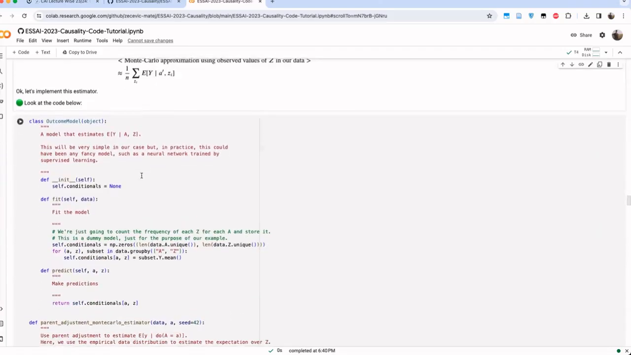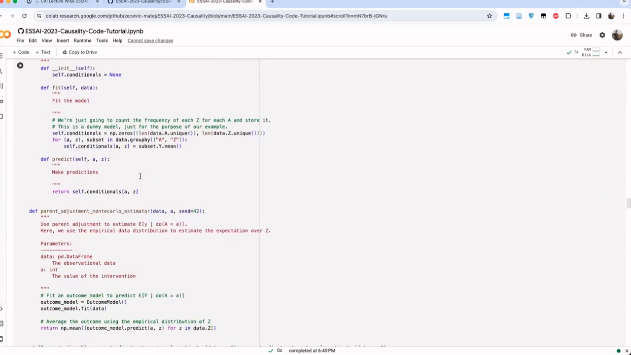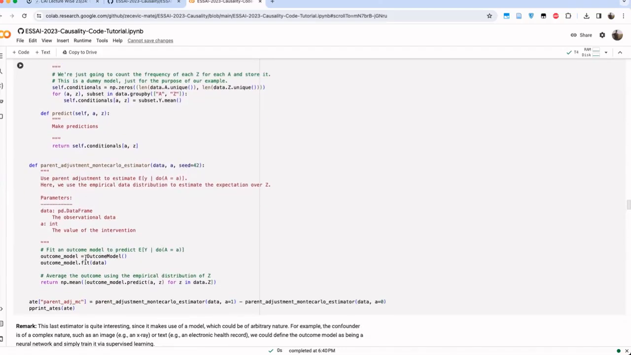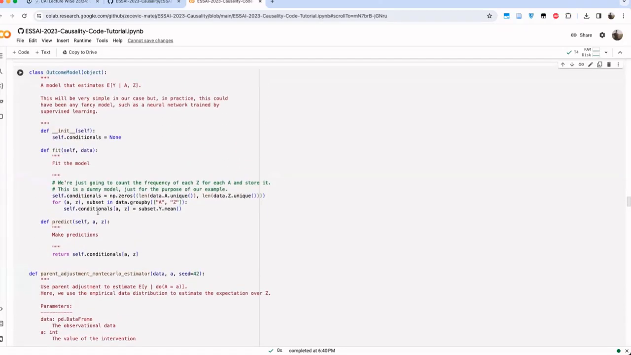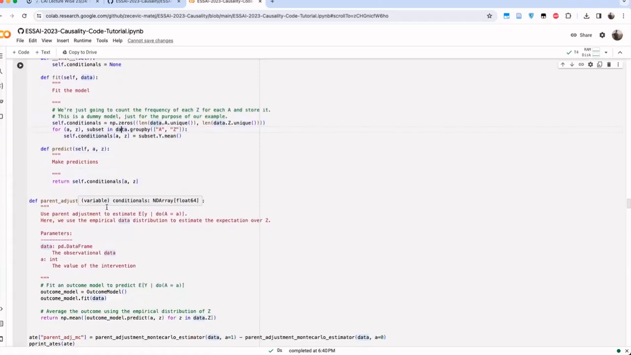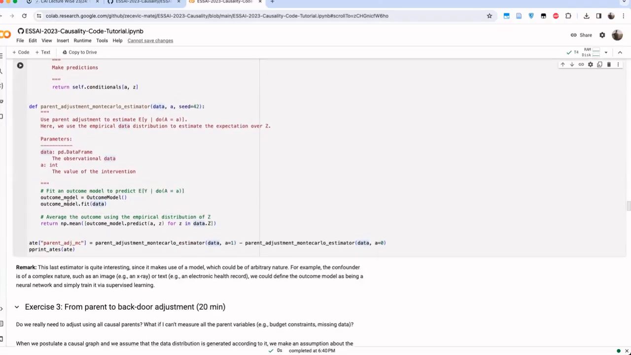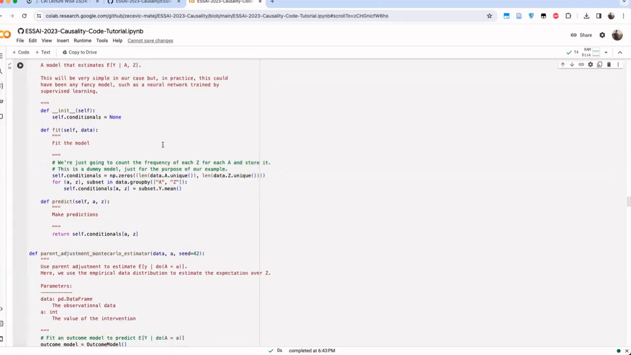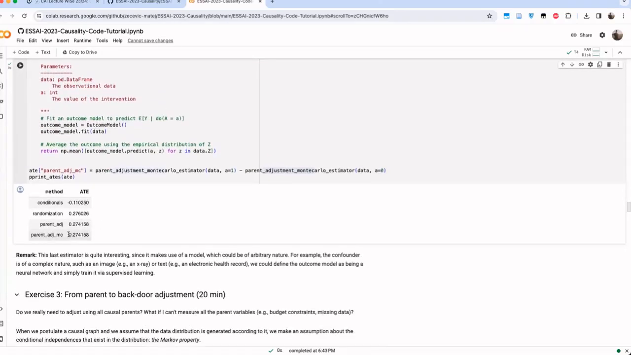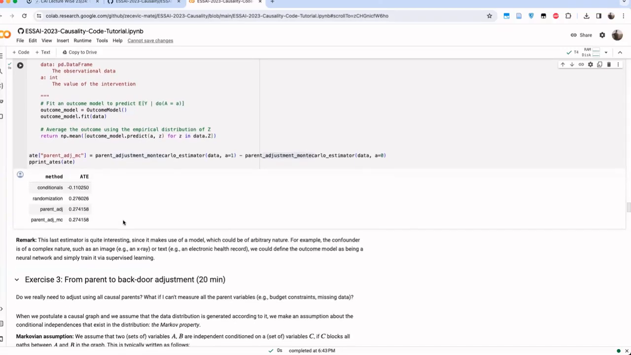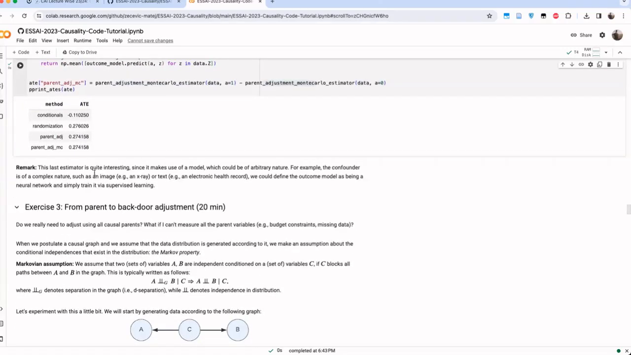Not going to go over details here, but just going to show you that we have this outcome model defined, which is just going to give you these conditionals. So it's nothing too crazy going on over here. It's really just fitting the mean. We fit this thing, once for A1 and once for A0, and then print all the things. So let's run this. This goes quick. And as you can see, also with the Monte Carlo, we are really matching the adjustment from before, right? Cool. So that was parent adjustment.